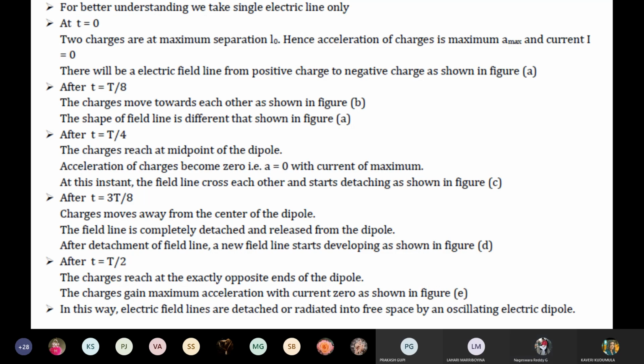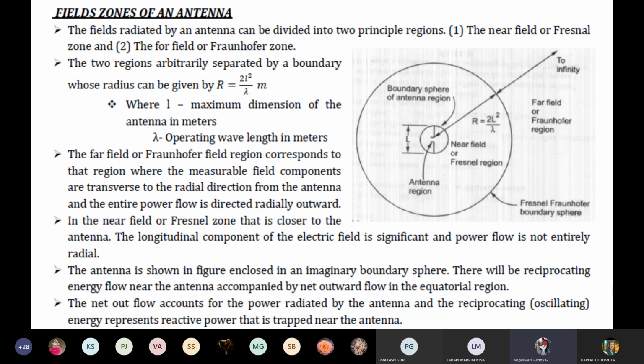Next, field zones of an antenna. What are the field zones? There are two field zones. Keep in mind that fields means electromagnetic waves, consisting of electric fields and magnetic fields. The fields radiated by an antenna can be divided into two regions: the near field or Fresnel zone, and the far field or Fraunhofer zone.